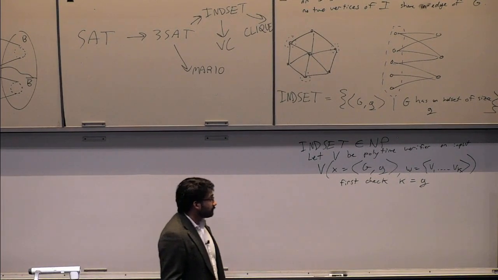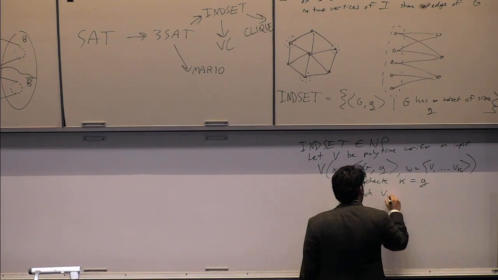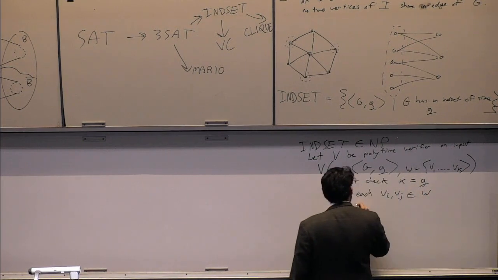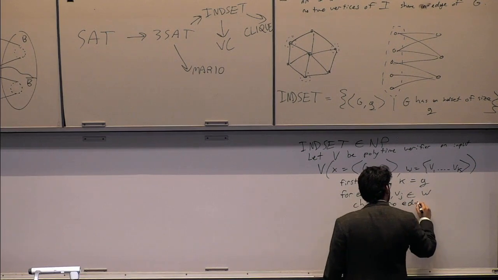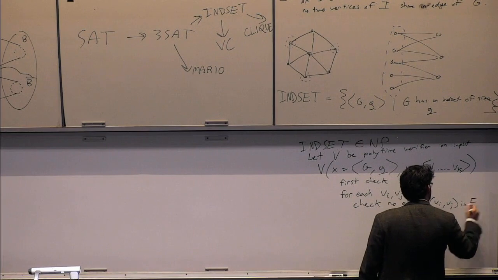So first we'll make that check, and then we'll say for each Vi, Vj in W, check no edge (Vi, Vj) is in E of G.